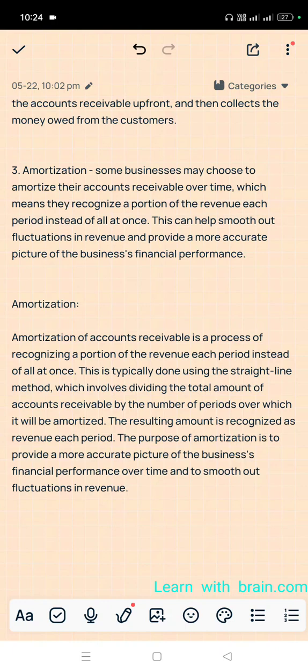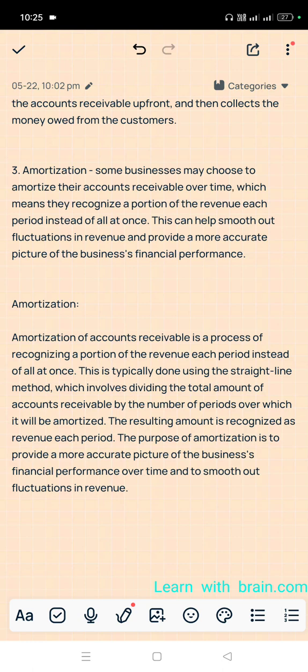amortization. Some businesses may choose to amortize their accounts receivable over time, which means they recognize a portion of the revenue each period instead of all at once. This can help smooth out fluctuations in revenue and provide a more accurate picture of the business's financial performance. In present corporate companies, revenue, that means accounts receivable, we have to amortize every month. Okay, so this is amortization for simple understanding.